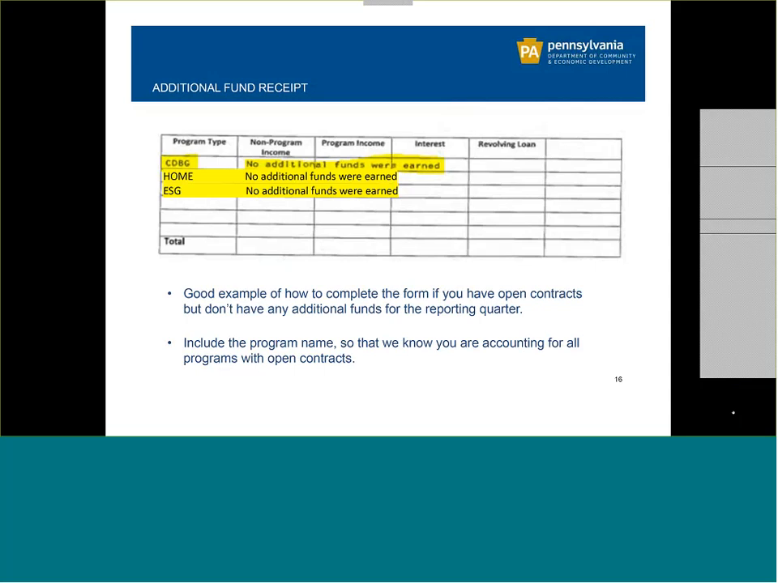Okay, and then here's another good example of how to complete the form if you have open contracts but you don't have any additional funds for the reporting quarter. And it's good to include the program name so that we know that you are accounting for all the programs with open contracts.